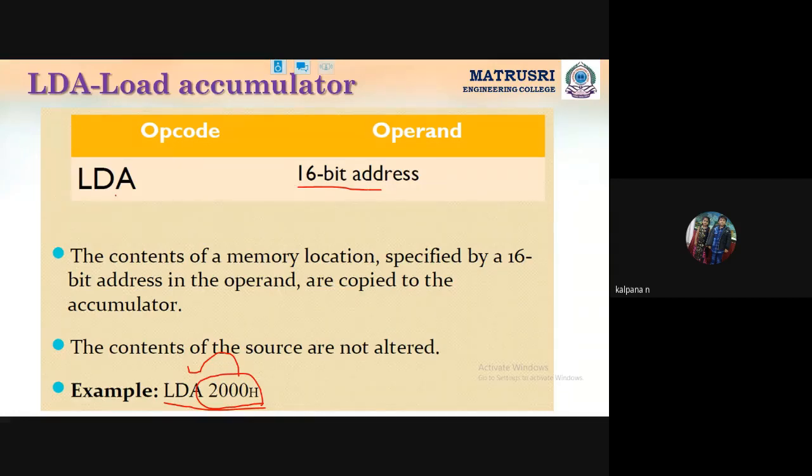Okay. So the syntax of LDA, load accumulator, is what? How do we need to write it? LDA operand, where the operand is any 16-bit address. Okay. Example, LDA 2000H. So here 2000H is the operand, the address location. Whatever data 2000H contains, that we are moving into the accumulator.